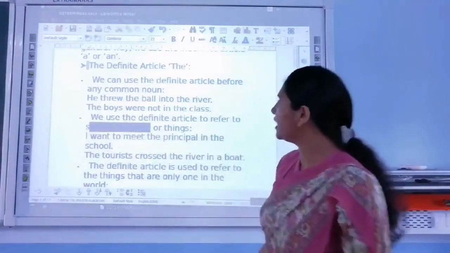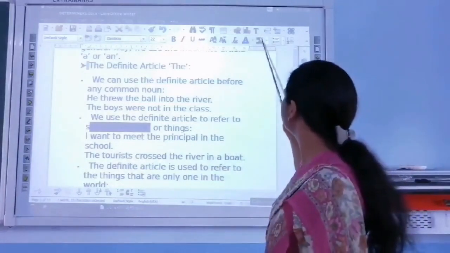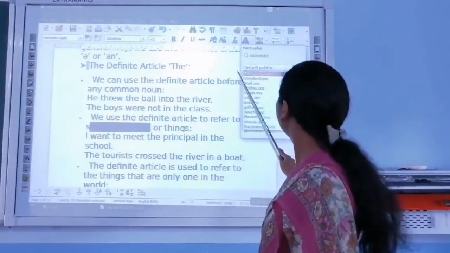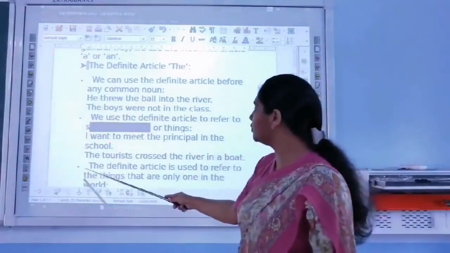It is highlighted with a dark color. It has been written a specific person only. No other word. It has been written here. See, come to the next point.